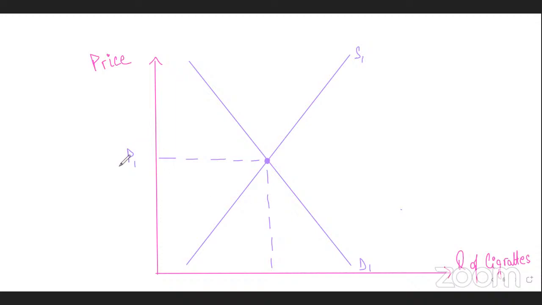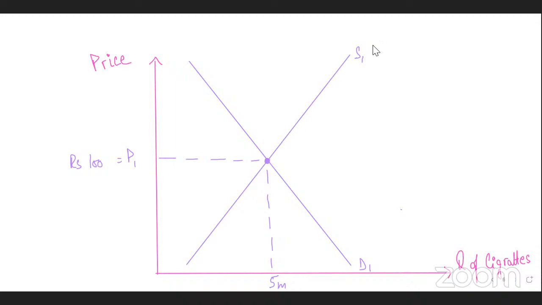Okay, now think about this. So price of each packet of cigarettes at the moment is 100 rupees. Are we clear on this, right? And before government imposed indirect taxes, there were 5 million packets of cigarettes bought and sold, right? Because this is where the demand and supply are equal.